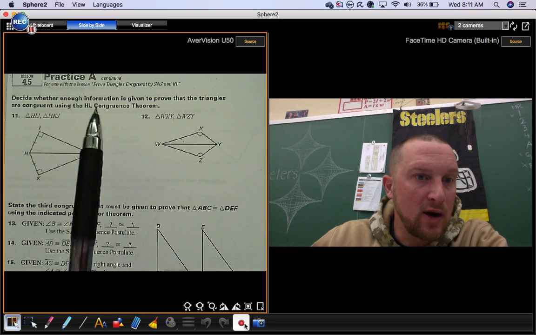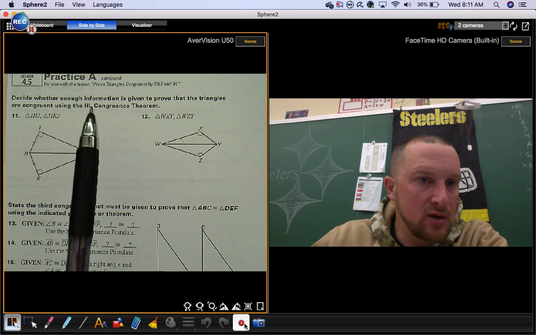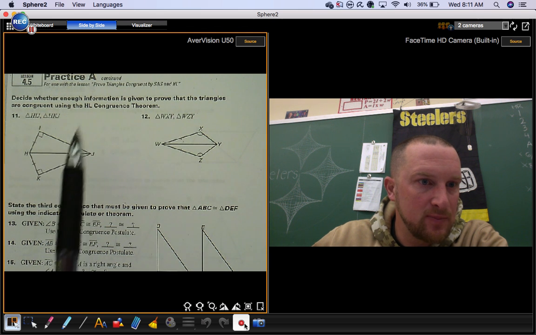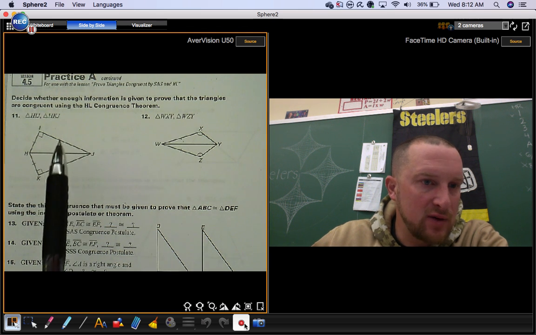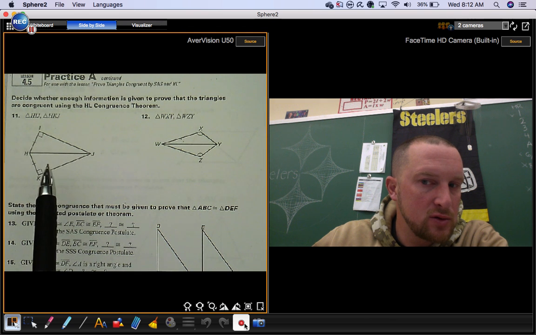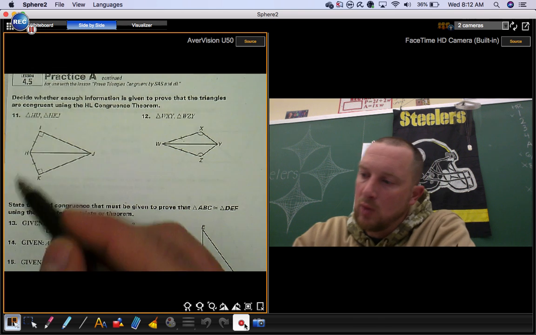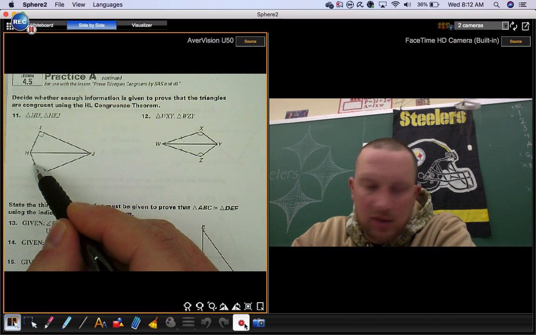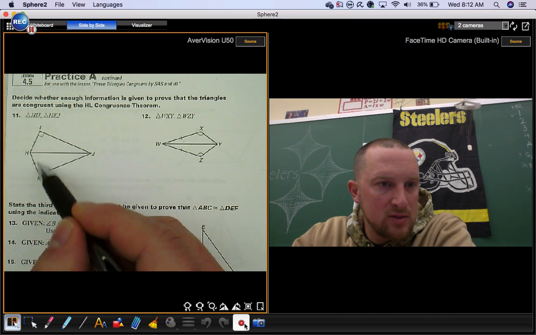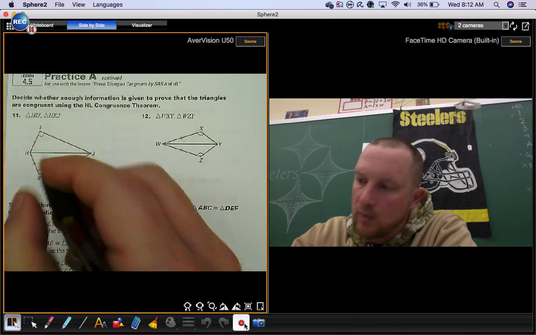So in a right triangle you have congruent hypotenuses and congruent legs. That's the idea. So the first thing you need to have is right triangles. We do have right triangles. The next thing you need are congruent hypotenuses and congruent legs. Well, I notice that these are congruent legs. These sides are legs because they touch the right angles.